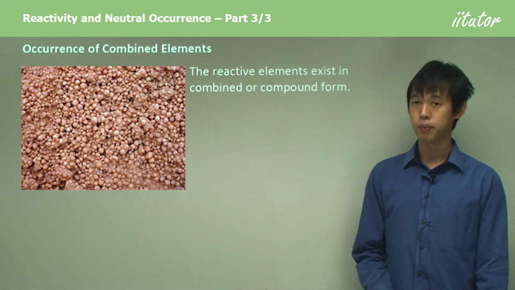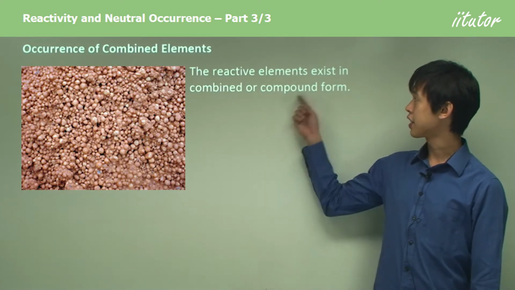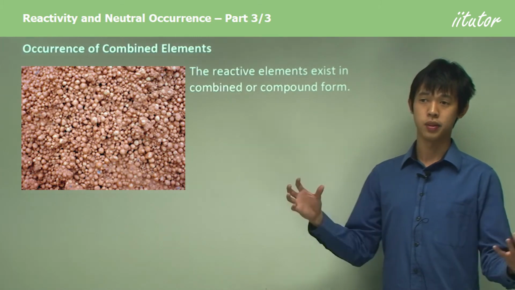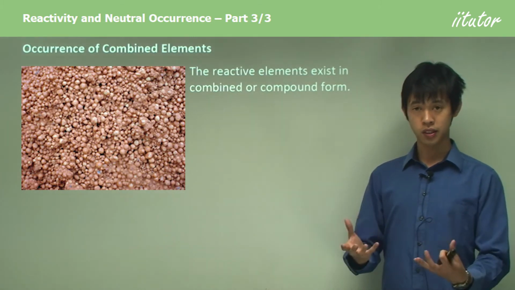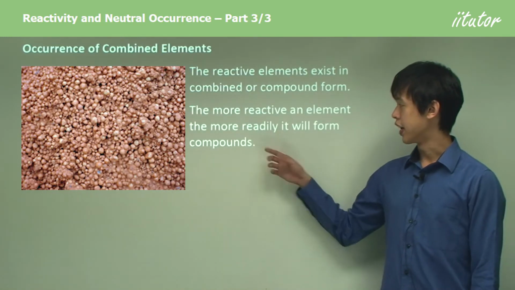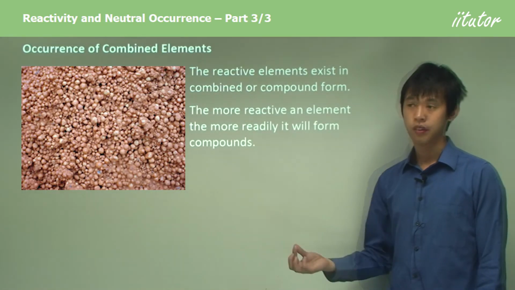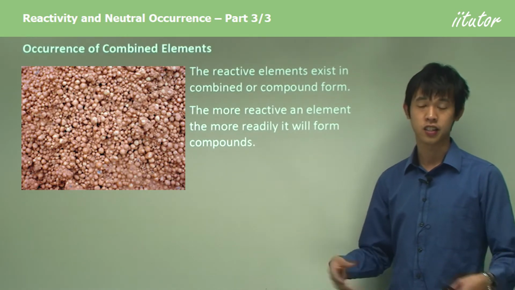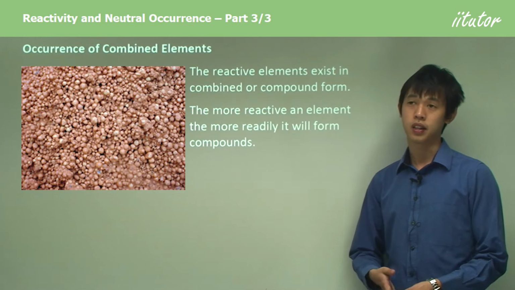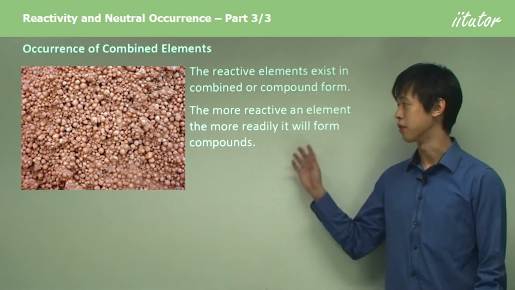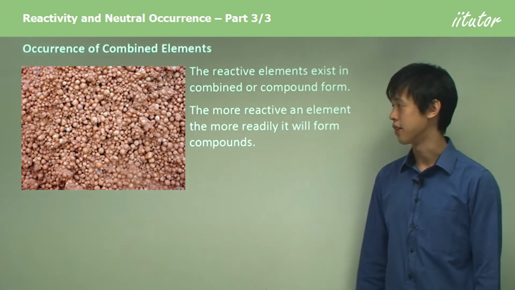So the occurrence of combined elements. The reactive elements exist in combined or compound form. So the elements combine with other elements to form compounds, and that's how we find them in nature. The more reactive an element, the more readily it forms compounds. For instance, something like sodium, we only find basically reacted with something else. But something like maybe copper, we may be able to find less reacted forms of copper than sodium.